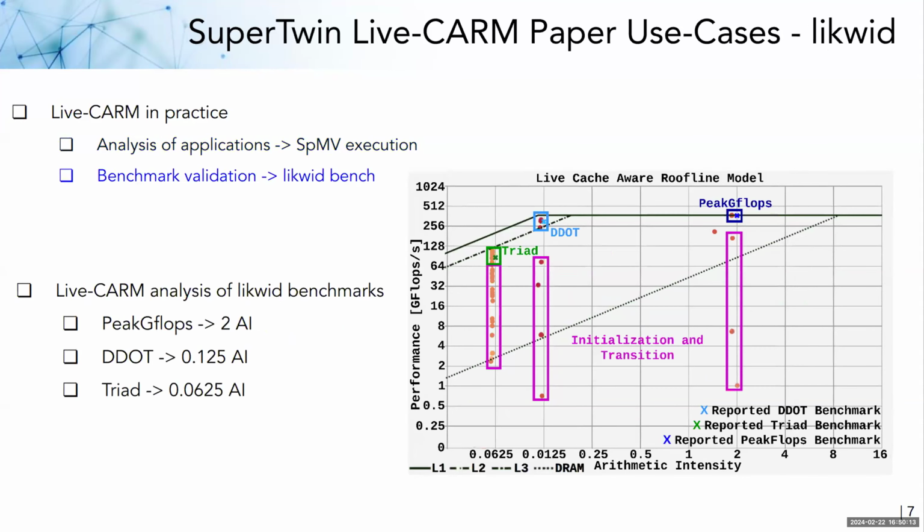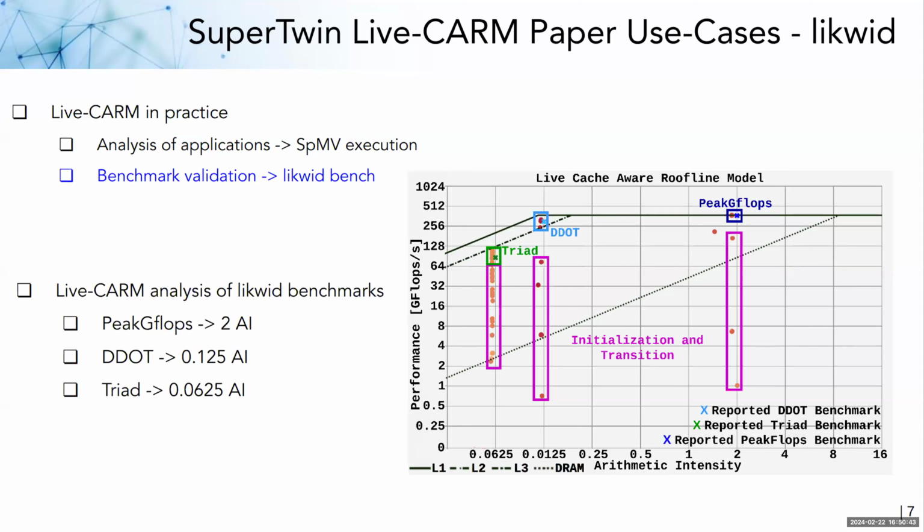And then for another example, things like benchmark validation. In this case, we ran some benchmarks from the Liquid benchmark suite. These were the peak gigaflops, the DDOT and Triad benchmarks. The particular thing about them is that they all have a predetermined arithmetic intensity level, which means that when we run them on our system, we should get a similar reading from the live CARM, which goes in line with what you can see in this picture.